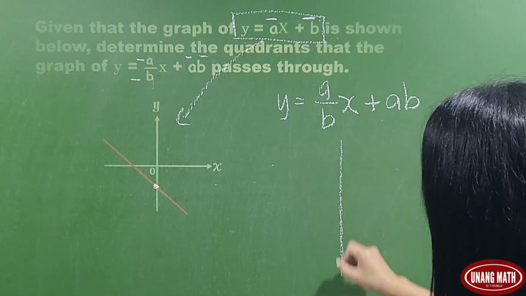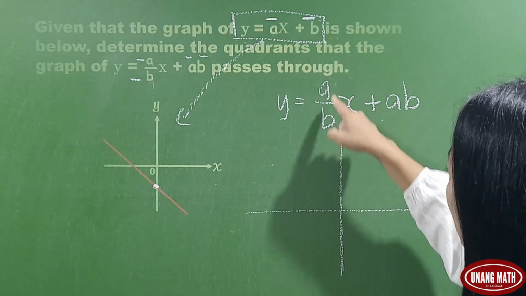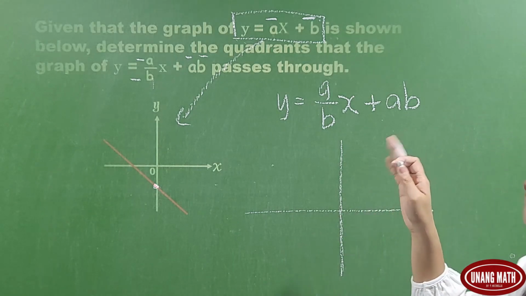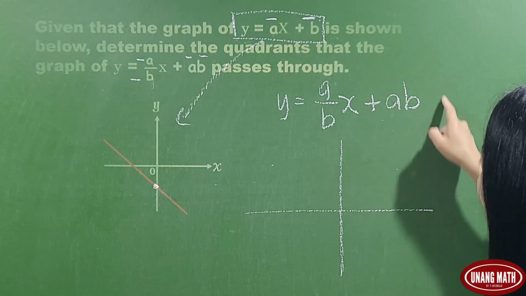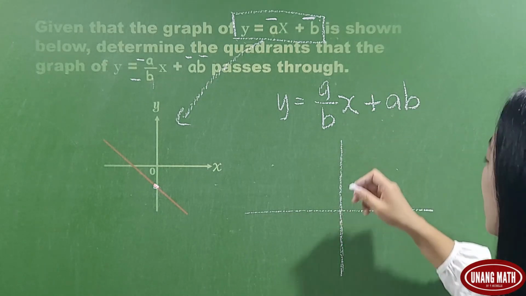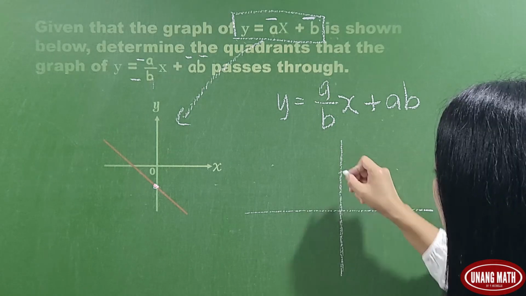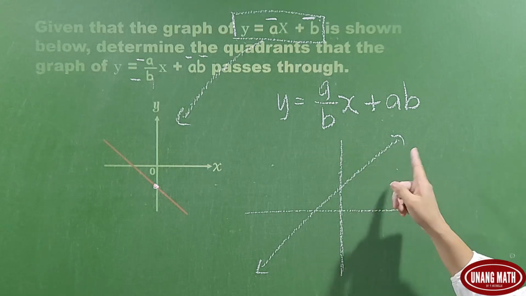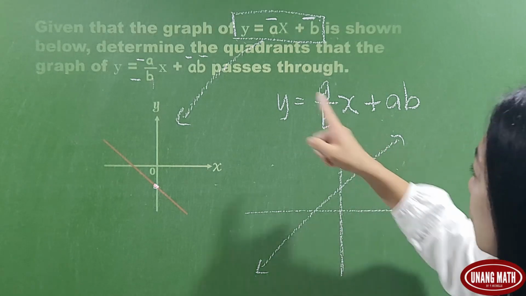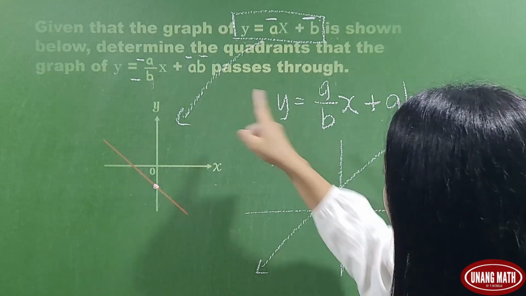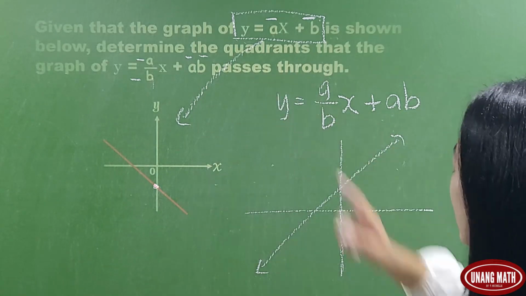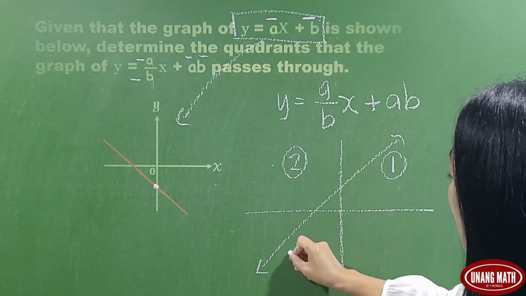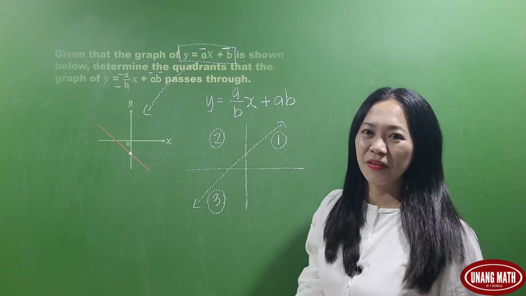And if we are going to graph, since the slope is positive, that means our graph slopes upward. And the y-intercept is also positive, so it touches the positive y-axis. So the graph looks like this. The question is, we will determine the quadrants the graph of this function passes through. So we have the first, second, and third quadrants.